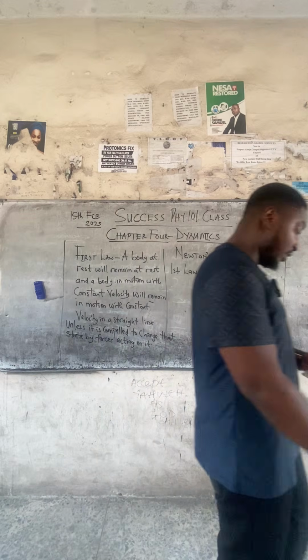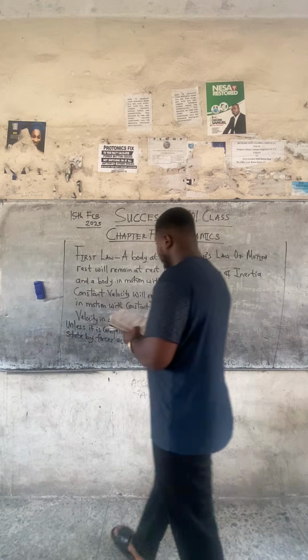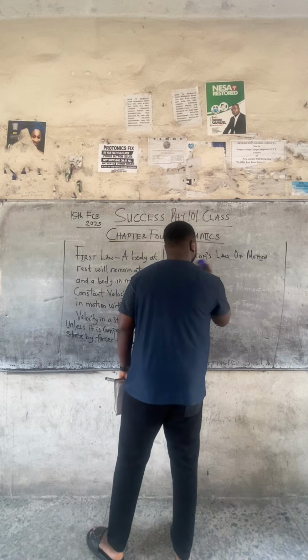Class, this is the first law of motion. And as we said, it's also known as the law of what? Inertia. Now, class, we need to define inertia then. What is inertia of a body?